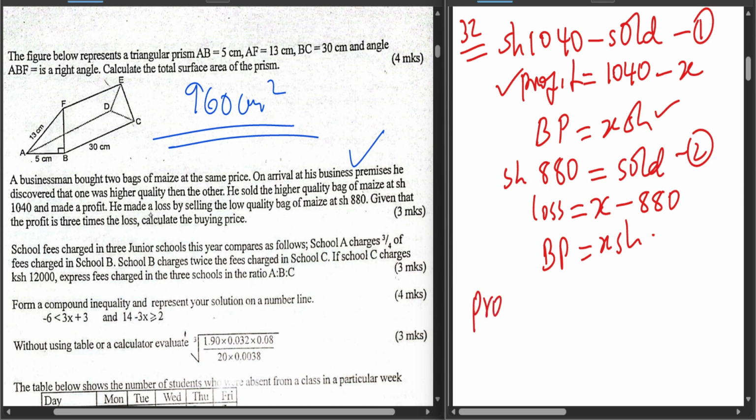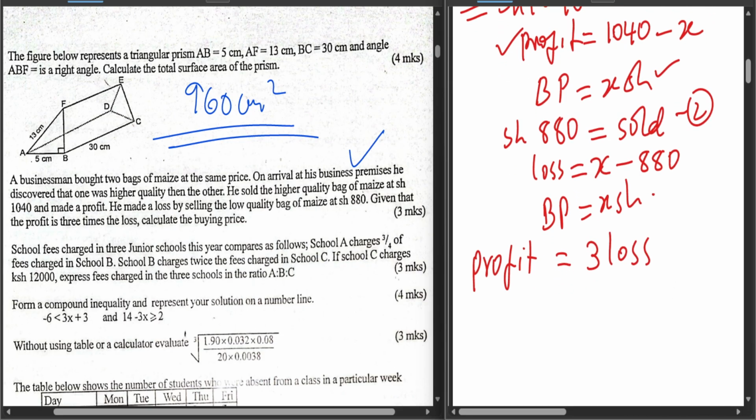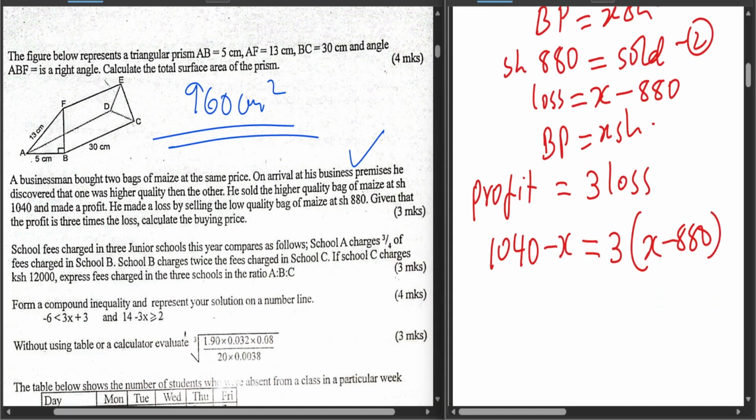Now the profit, we've been told, is 3 times the loss. So 3 times the loss will give you the profit. So now the expression for the profit is 1040 minus X, which is equal to 3 times the loss, and the expression for the loss is X minus 880 shillings. So 1040 minus X is equal to 3X. 880 times 3 is going to give you minus 2,640.